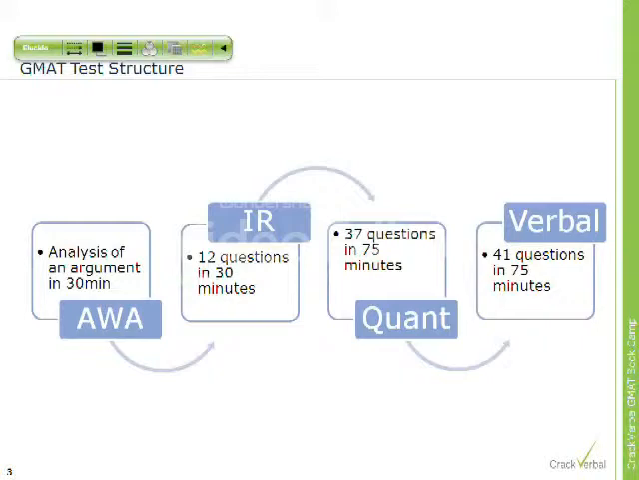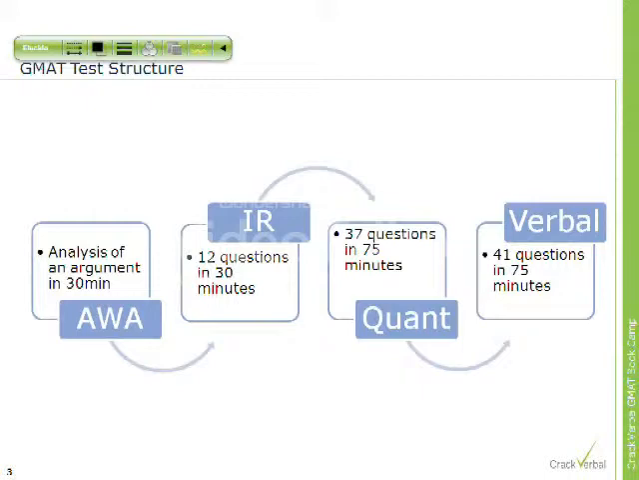Then you have another 30 minutes of IR, which is the new section that has been introduced from June 5th, which is integrated reasoning. It contains 12 questions, out of which 8 would be graded, and you would be graded on a scale of 0 to 8. If you are good in math, you don't need to worry about IR. But if you are bad in math, well, you need to worry. Earlier you were worried only about the quant section, but now you are worried about the IR section as well. So you're now worried about one more section if you're weak in math. If you're good in math, you don't need to worry.